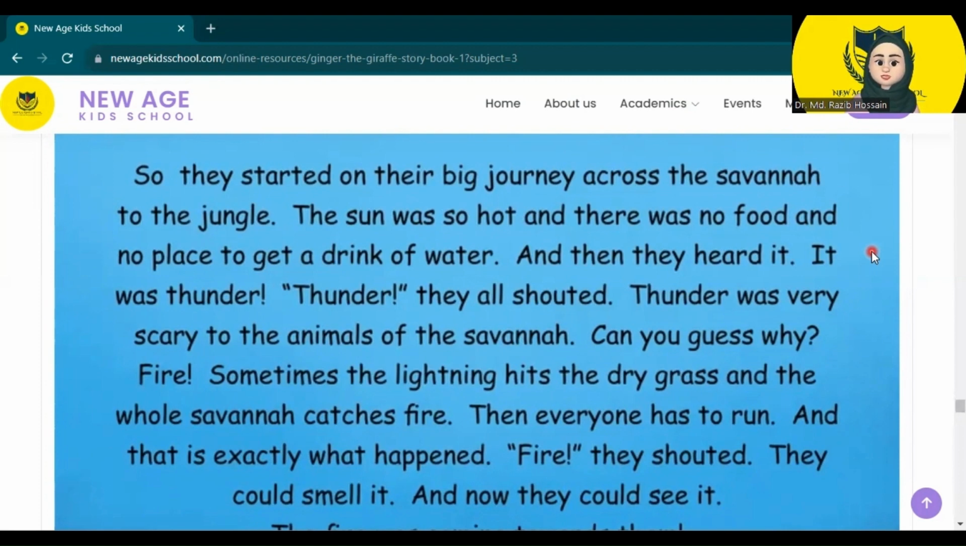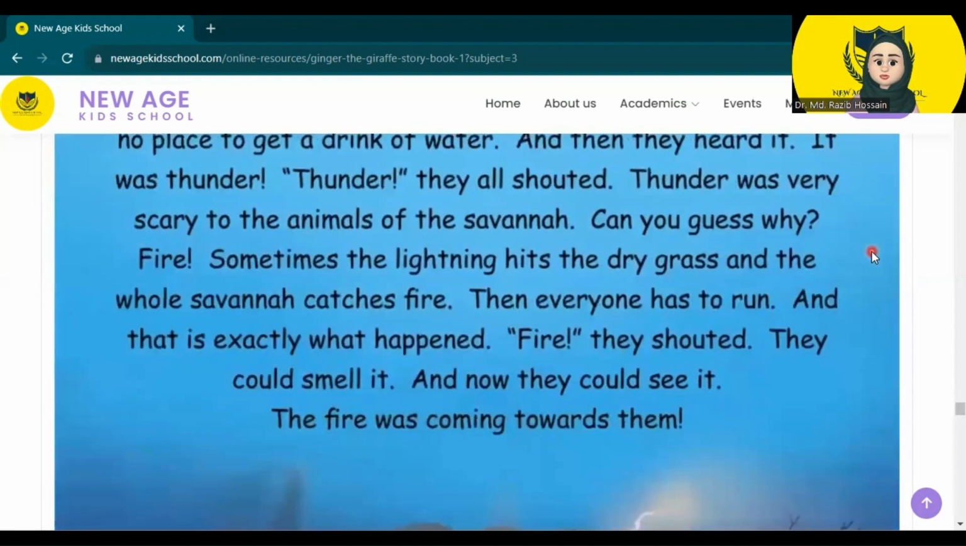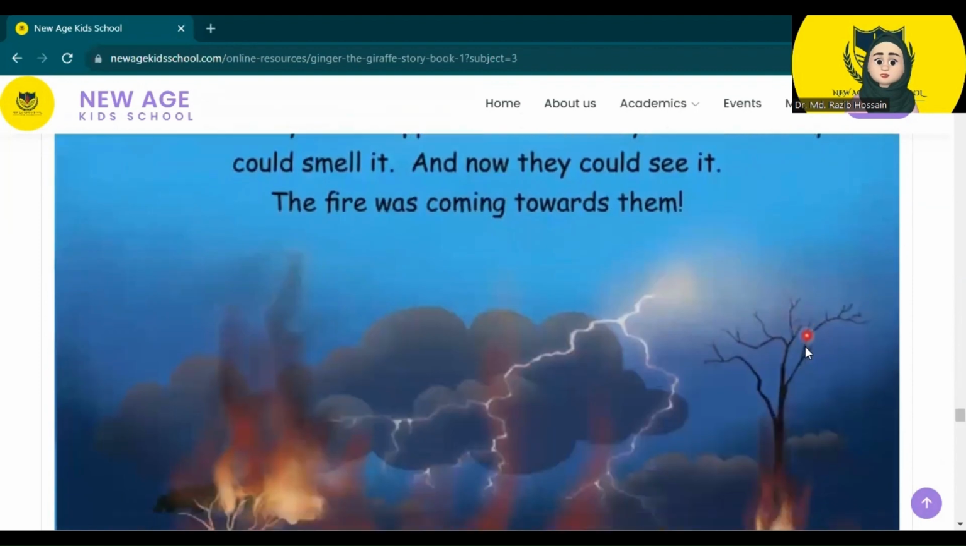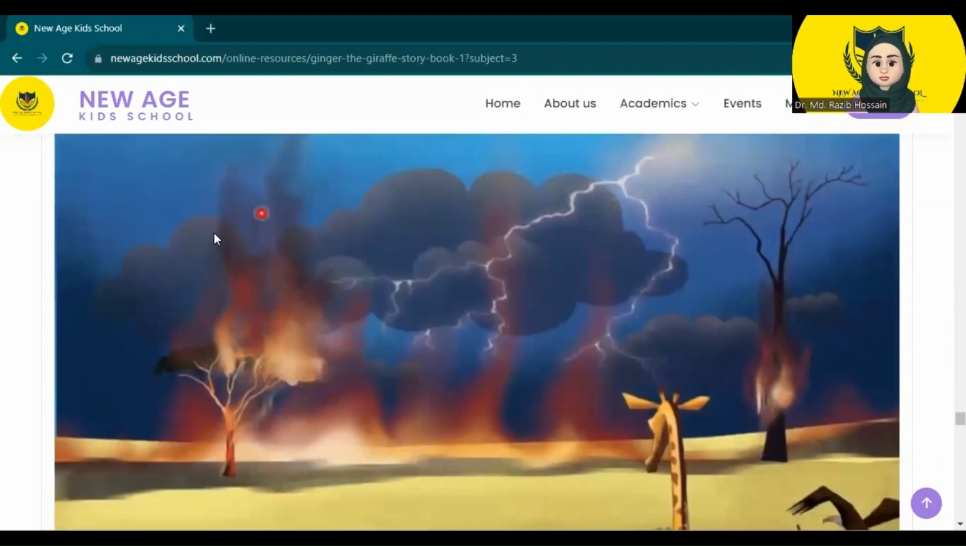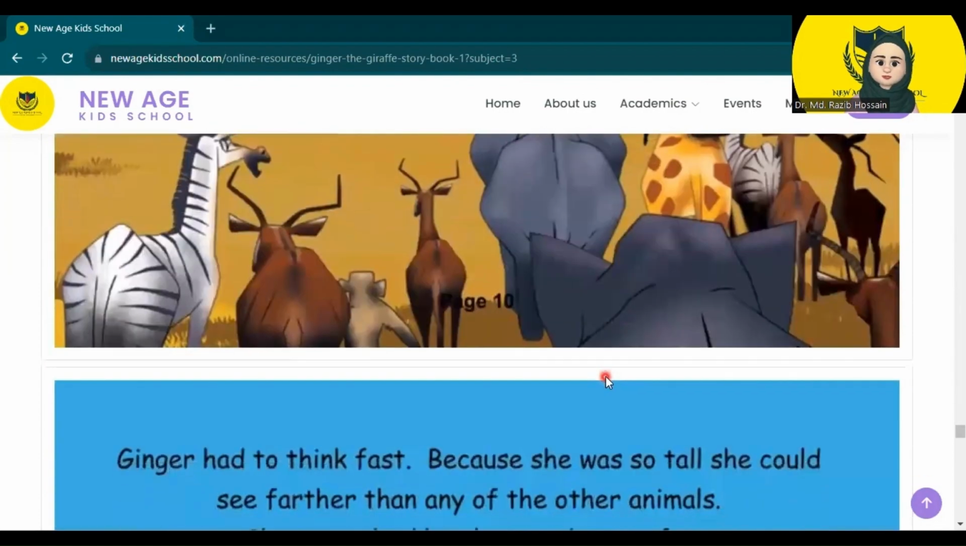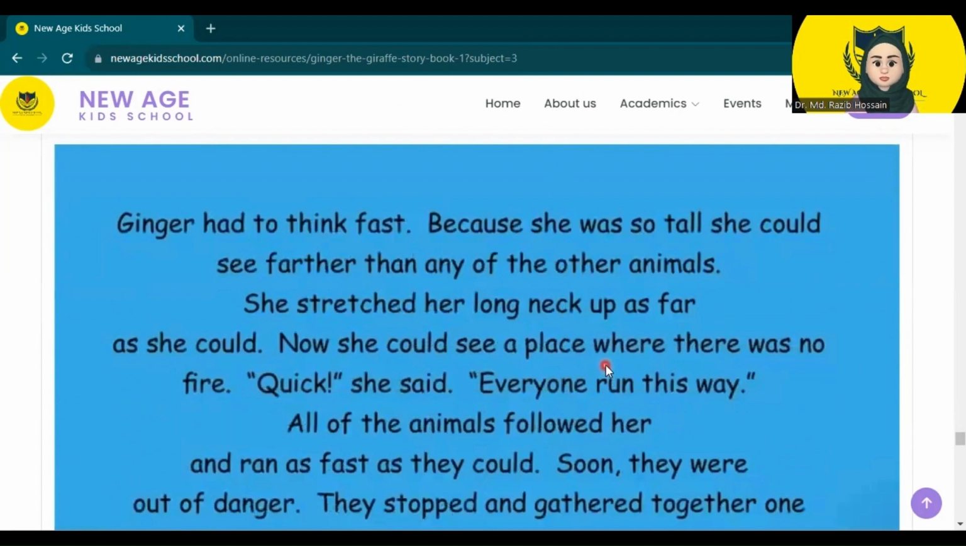And that is exactly what happened at that point. There was fire everywhere and the animals started shouting fire, and they could smell it and they could also see it. The fire was coming towards them. Here, can you see? Lots of fire coming towards them. Now let's move on to page number 11.